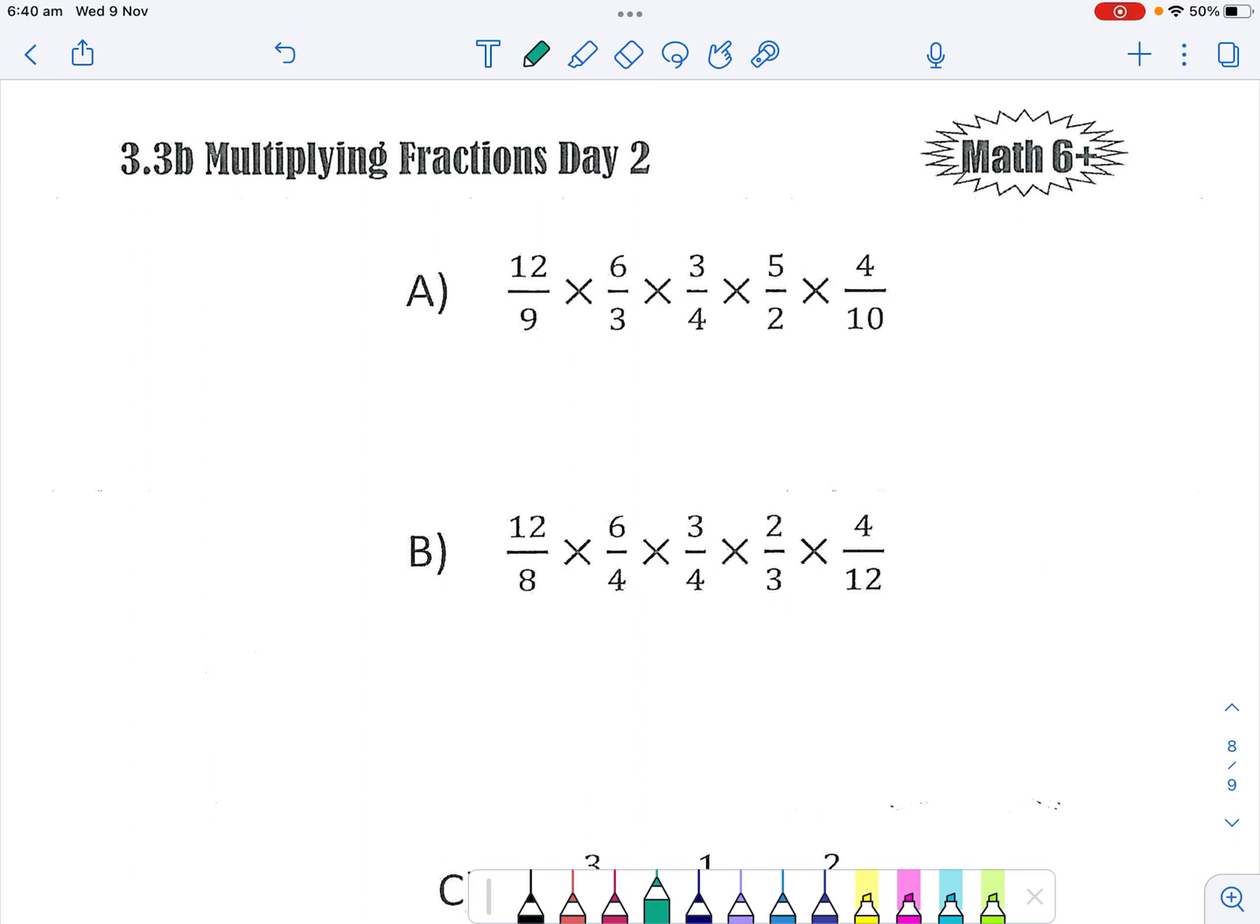So the first thing I'm going to do is look for any values that match on both the top and the bottom. We're going to call these presents, because sometimes you're given presents, things that are simple, things that we can cancel out right away. So I'm going to go through each of my fractions. It doesn't matter which order I cancel in as long as something is canceled from the top and the bottom. So I'm going to cancel these 4s and make them into 1s.